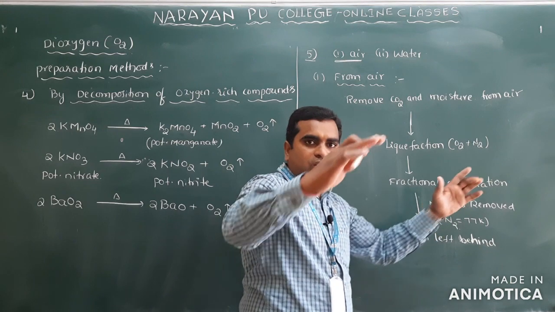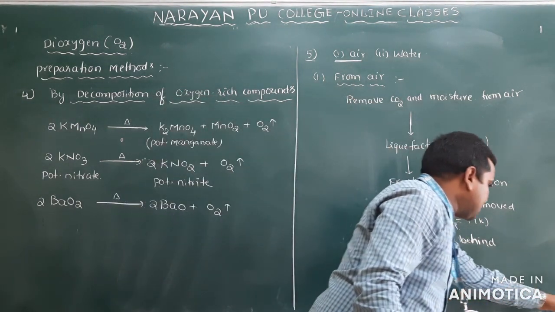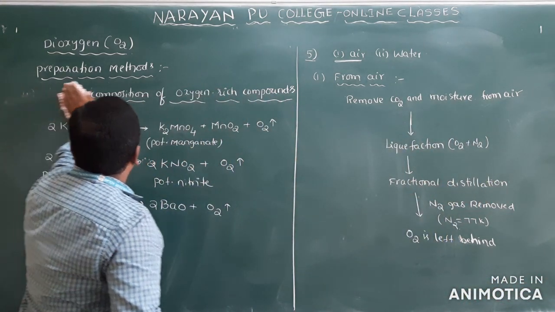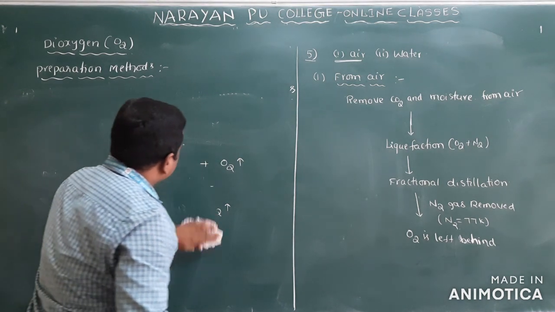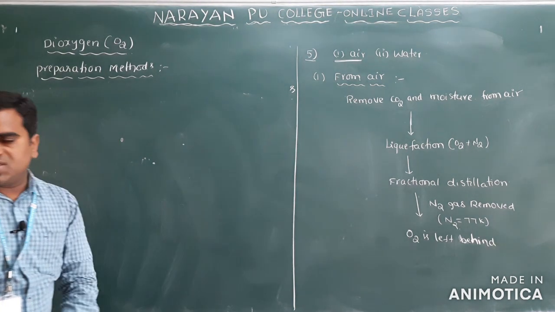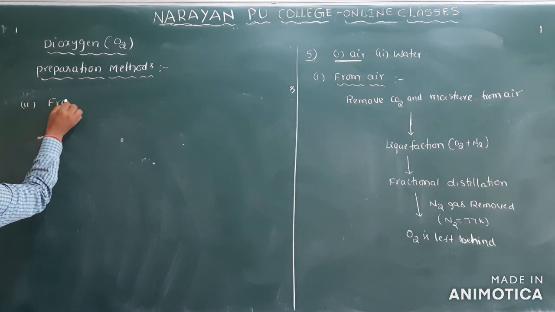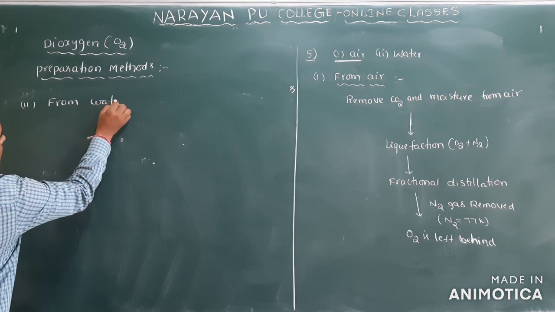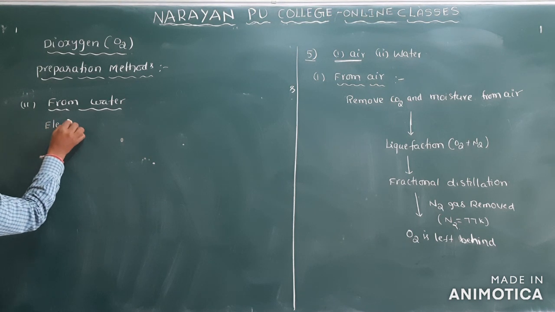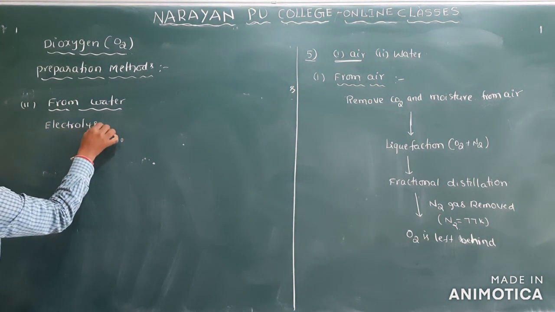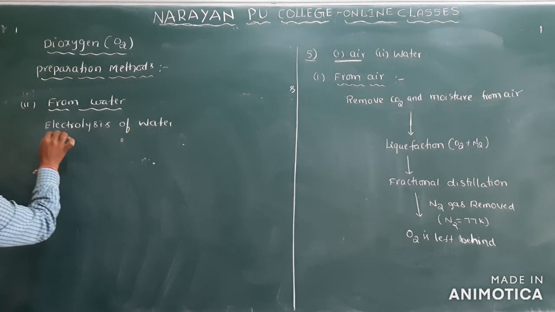So large scale oxygen can be prepared from air. And I also mentioned water. From water also we can prepare oxygen in large quantity, simply by doing the electrolysis. Clear? So the next one is from water. What you have to do is the electrolysis of water. You already know how to do this electrolysis.